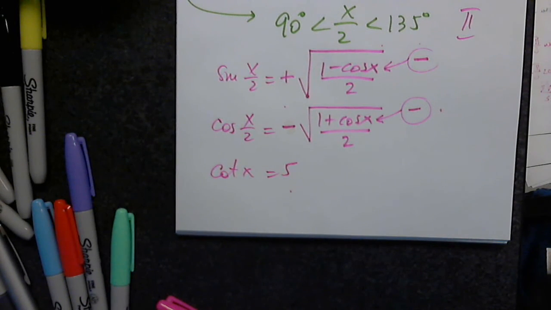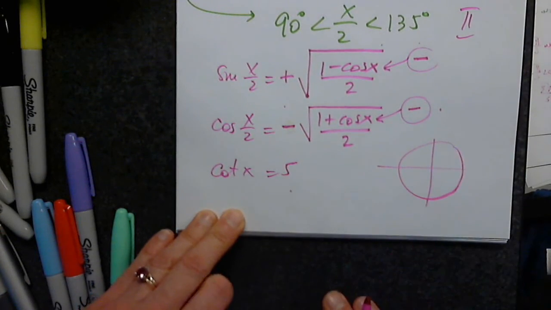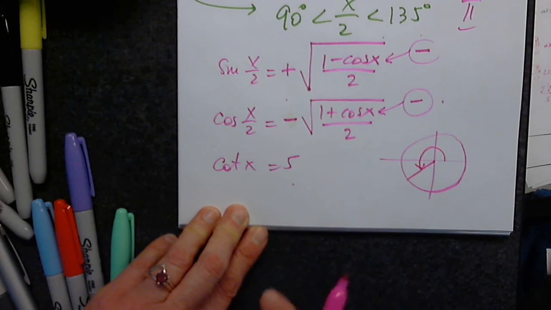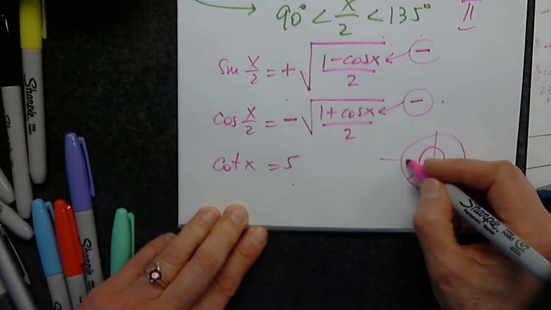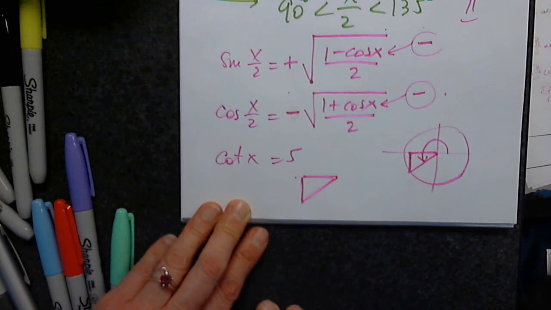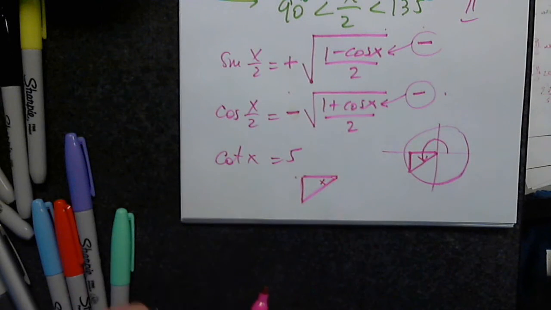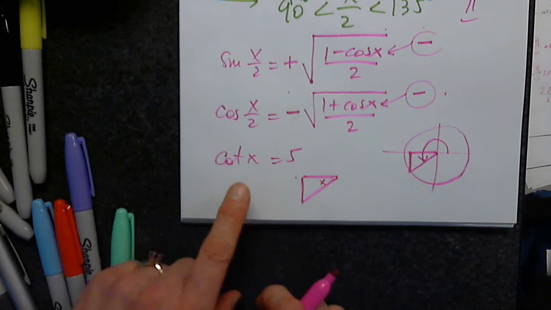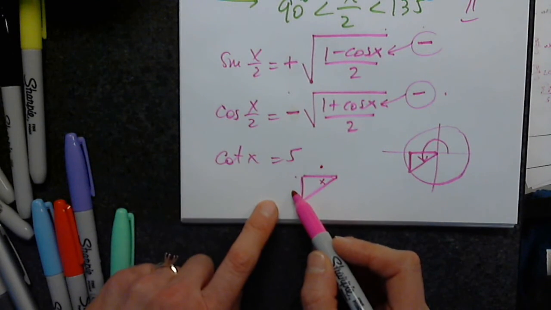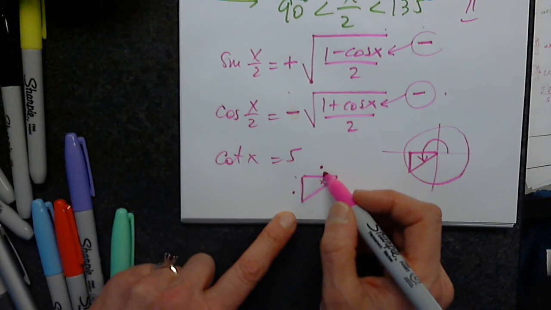I could use the identities, or I could use a triangle in the third quadrant with cotangent 5. So, an angle in the third quadrant with cotangent 5. So this is the triangle. So this is the x. What does cotangent mean? Adjacent. Yes, but I need it in the triangle. So the adjacent over the opposite.